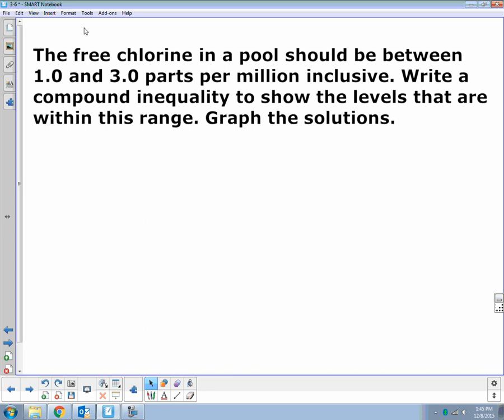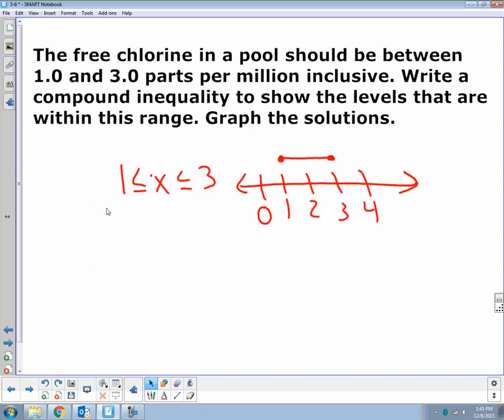So if we had 2 parts per million, that'd be good. If we had 2.8, that'd be fine. If we had 1.6, that would be okay as well. And so somewhere in between 1 and 3 would be a correct amount. And so X is somewhere in between 1 and 3. And then this word inclusive, we are including 1 or 3.